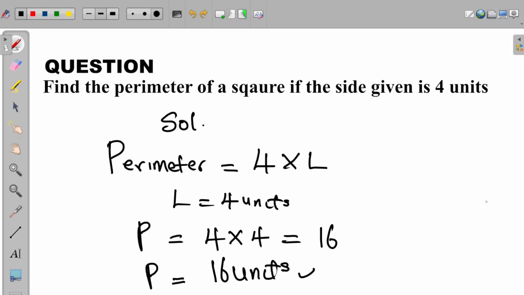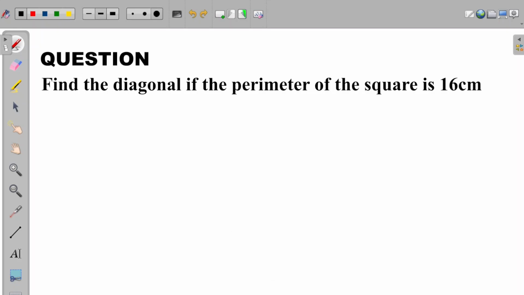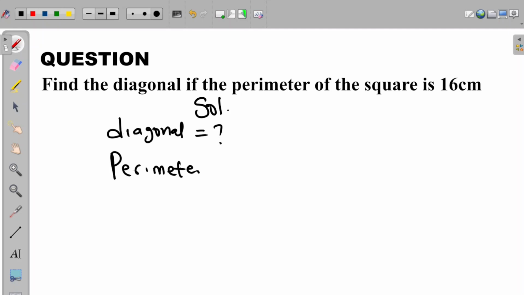So let's solve question number 2. Question 2 says, find the diagonal if the perimeter of the square is 16 cm. From our question, we are asked to find the diagonal. The perimeter has already been given to us, and the perimeter is equal to 16 cm. Now, for us to be able to solve this problem, we have to represent this question in a diagram.